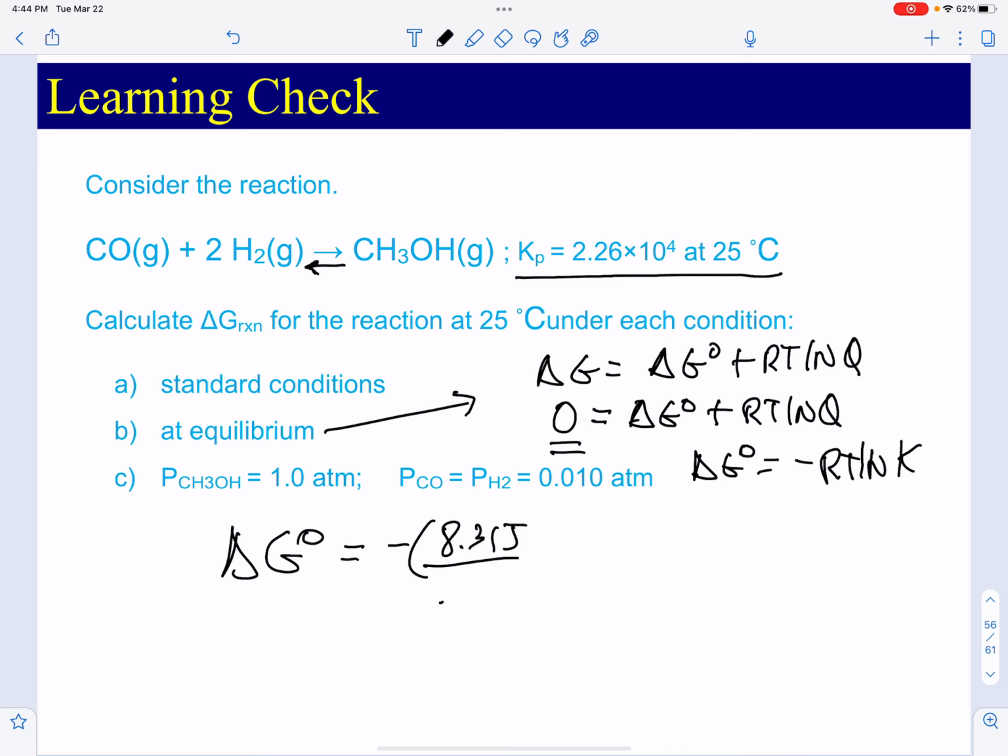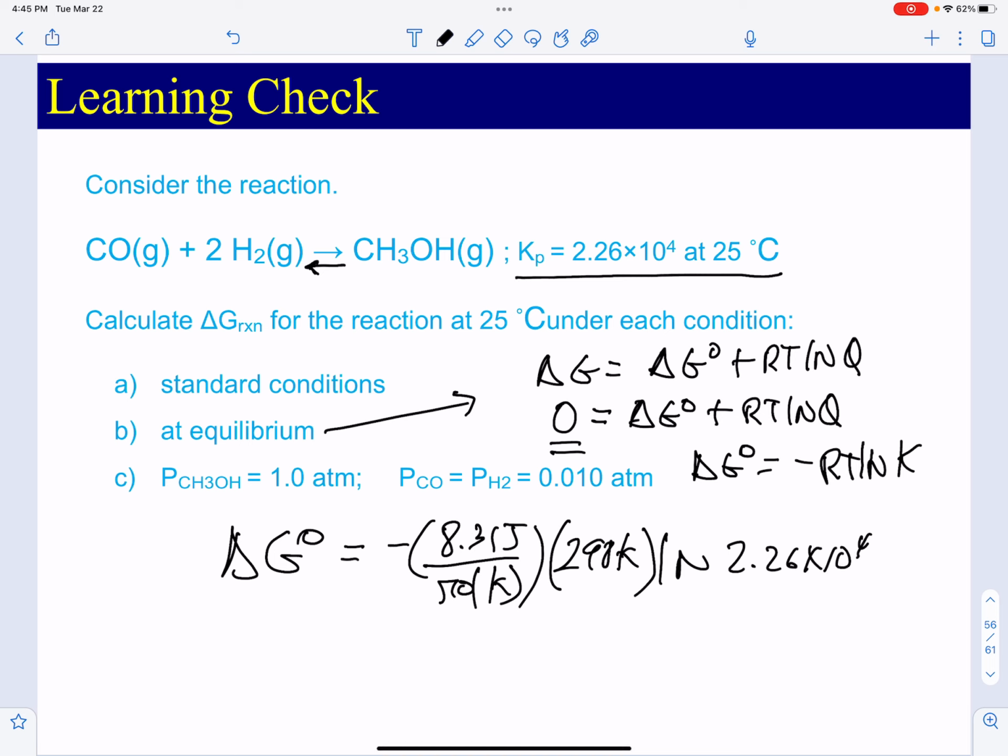8.31 joules per mole Kelvin, 298 Kelvin for the temperature, ln K, which is going to be 2.26 times 10 to the 4. So when you do that calculation, you get your delta G, which we know is going to be a negative value, therefore spontaneous, which we know it is because it's at equilibrium. So it's happening.